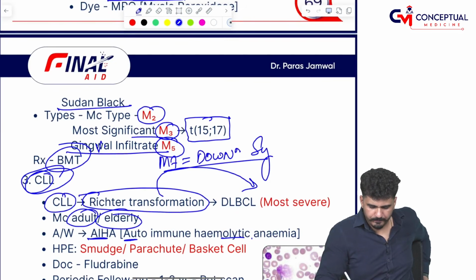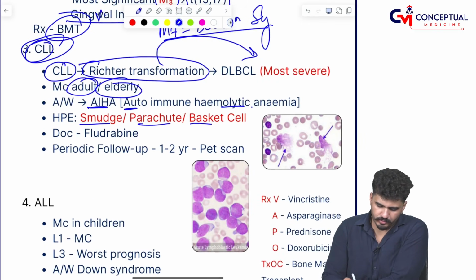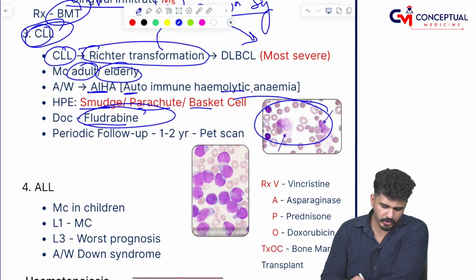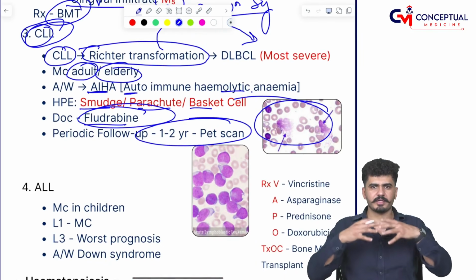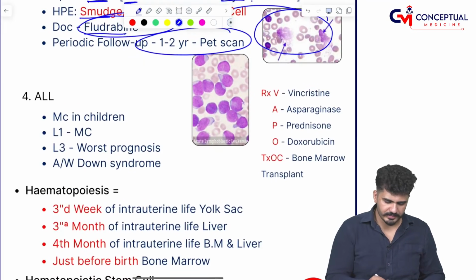Down syndrome. Very good. Now coming to the histopathology: smudge cells, parachute or basket cells. Drug of choice is fludarabine. Periodic follow up with PET scan so that metastasis can be checked. That will do, sir. Now coming to the last one, ALL.